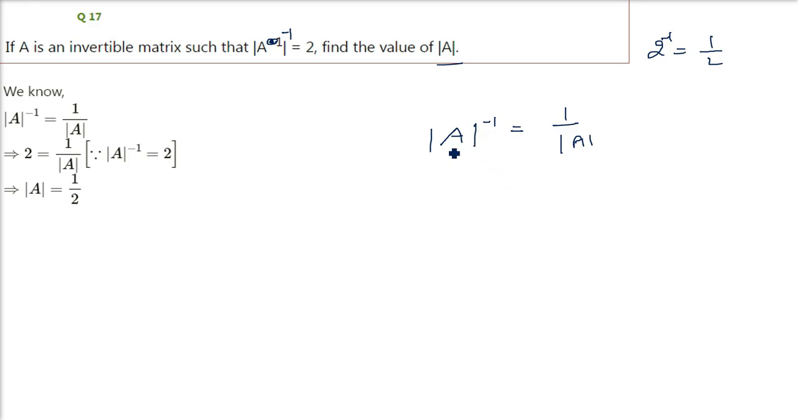Because determinant A is all about value. Okay, so the determinant of A inverse is 2. So you can write it here, 1 by determinant A. The determinant of A will be, take 2 on the right hand side, it will be 1 by 2. This is your final answer.